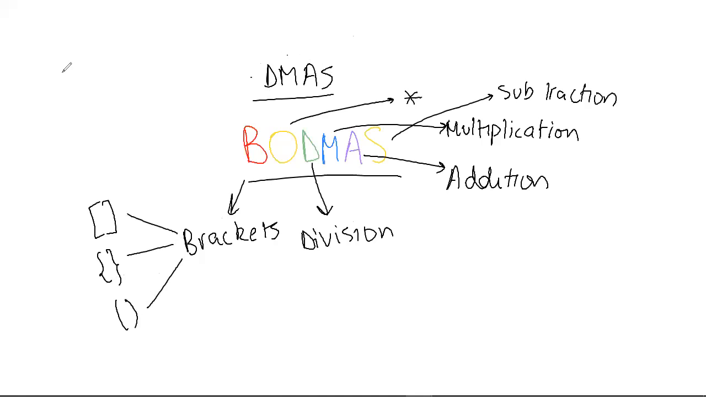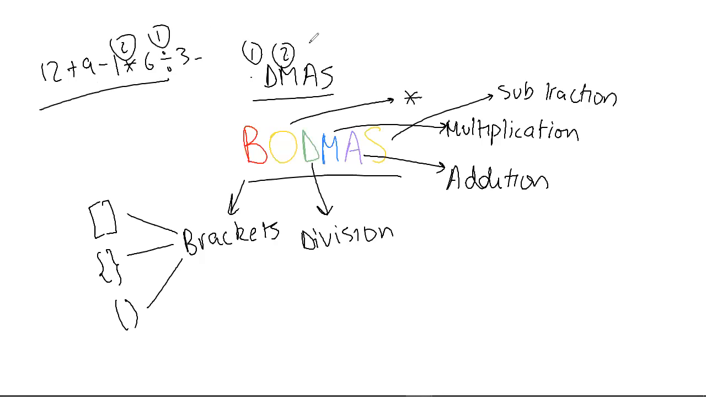So if there's a sum, say for example 12 plus 9 minus 1 into 6 divided by 3. So basically DMAS is referred to in order of division, that comes first in this sum, then there's multiplication that comes second in the sum, and then there's addition that comes third, and then finally there's subtraction that comes fourth in this sum.